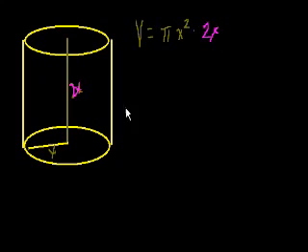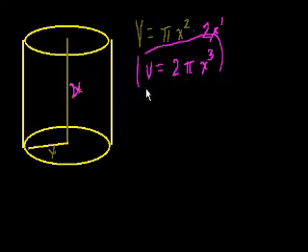So the volume of this is equal to 2x times this. You get 2 pi x to the third, right? Because this is x to the first. Add the exponents. So volume is 2 pi x to the third. We know the volume of our cylinder. So let's see what these other choices are.